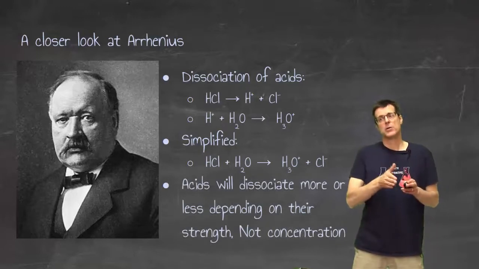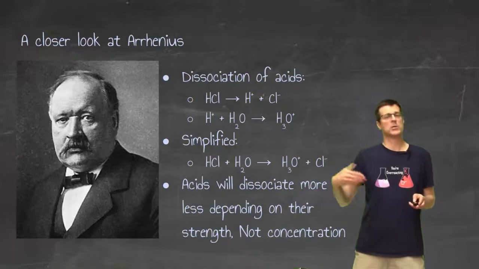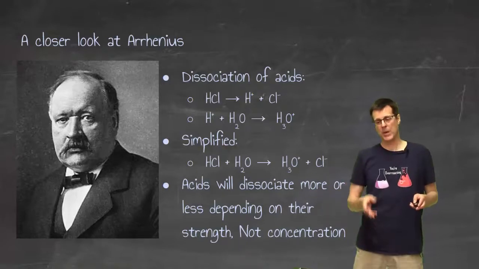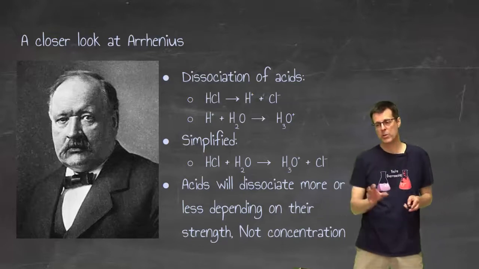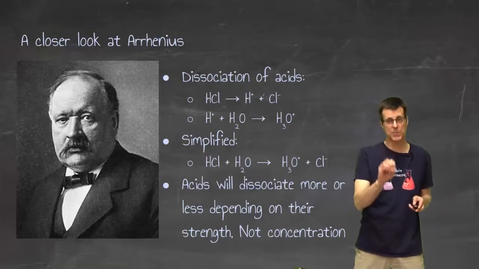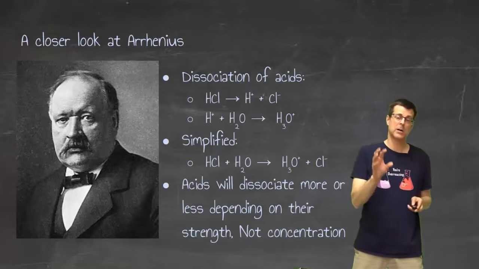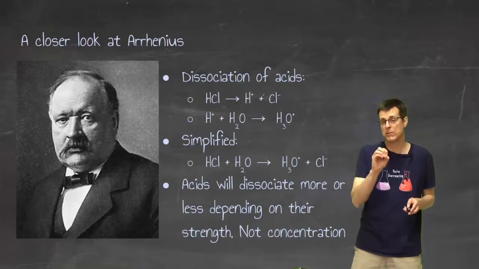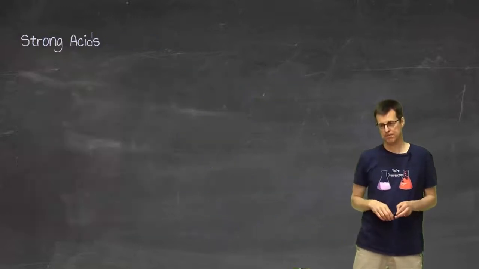Acids are going to dissociate more or less than each other. I mean, they're either going to dissociate all the way or less than all the way. And that is going to be key. Okay? So what we know about how acidic something is depends a lot on concentration, but it depends even more on strength, how much it dissociates.